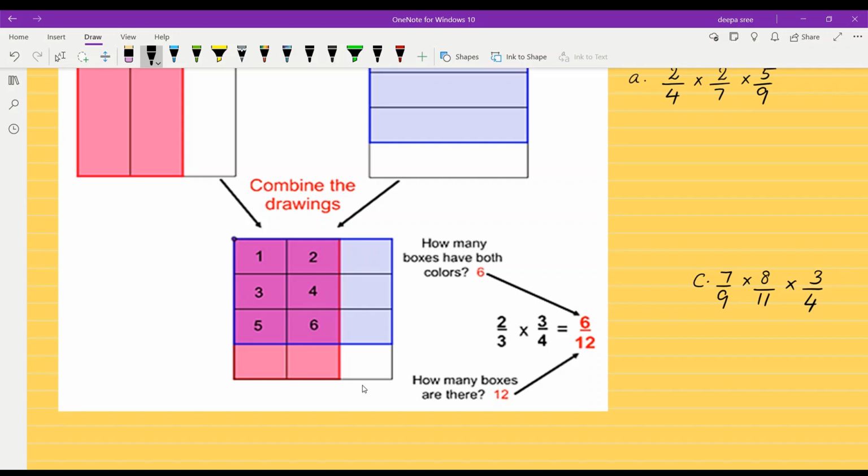So when multiplying the numerators 2 and 3, we can see that 6 is the numerator, and 3 and 4, the denominators, will be 12. So 6 by 12 is the product of the given fractions.